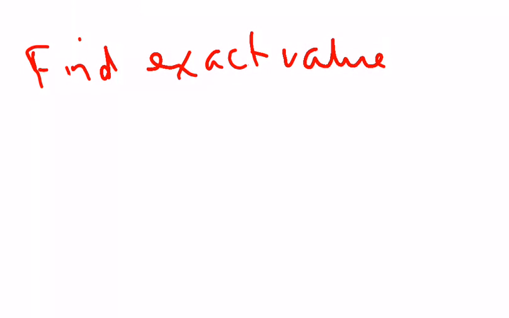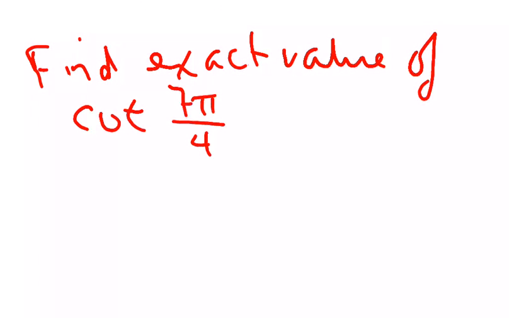Next, find the exact value of the cotangent of 7 pi over 4. Now again, if it helps to look at your unit circle again, we can count by pi over 4s.